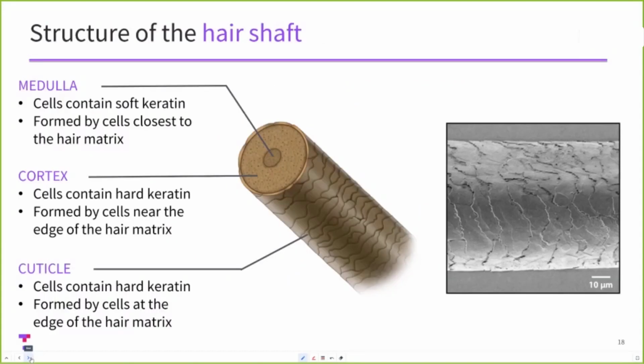So this is the anatomy of a hair. If you zoom into it, you'll see the medulla, which is the center core of that cylinder. It contains mostly soft keratin. It's also where cells are closest together to the matrix. And then on the outer layer, you have a bundle that surrounds it that's made of harder keratin called the cortex. And then we also have the cuticle on the most outer shell.